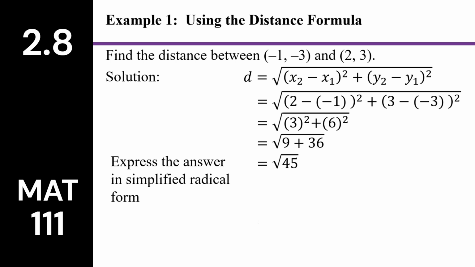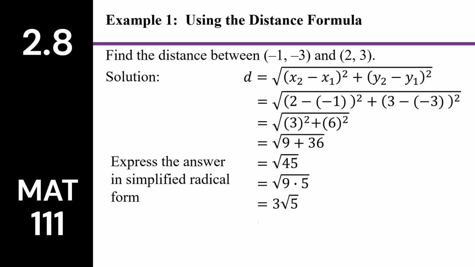Now we want to express that answer in simplified radical form. To do that, we look at 45 and we consider its factors. The factors we're interested in are the greatest perfect square that will divide evenly into 45. Perfect squares are numbers like 4 and 9 and 16, 25, etc. And 9 is the biggest perfect square that divides 45 evenly. So we write 45 as 9 times 5.